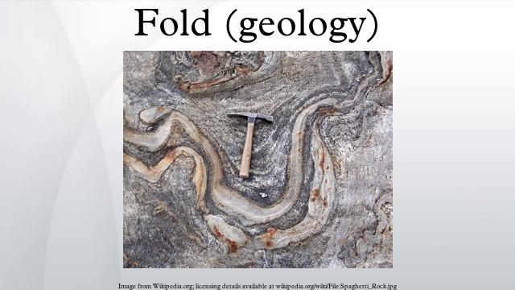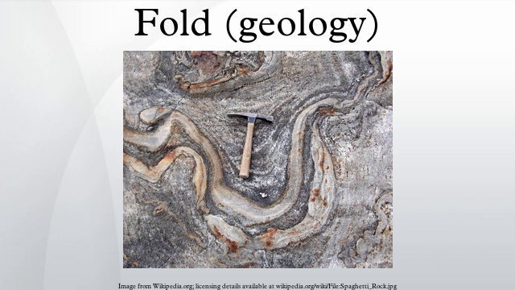Fold tightness. Fold tightness is defined by the size of the angle between the fold's limbs, called the interlimb angle. Gentle folds have an interlimb angle of between 180 degrees and 120 degrees, open folds range from 120 degrees to 70 degrees, close folds from 70 degrees to 30 degrees, and tight folds from 30 degrees to 0 degrees. Isoclines, or isoclinal folds, have an interlimb angle of between 10 degrees and 0, with essentially parallel limbs.